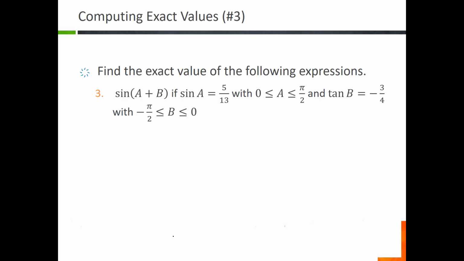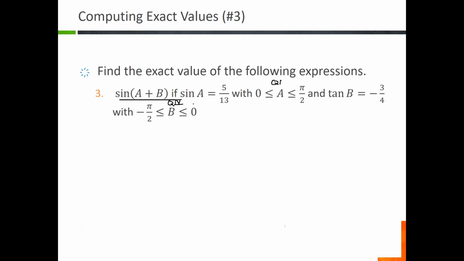All I know is that the sine of a is 5/13 and that the sine of b is a negative 3/4. We also know that a is between 0 and pi over 2. So an angle that's between 0 and 90 degrees means it's in the first quadrant. And we know b is between a negative pi over 2 and 0. So it's going to be a negative angle. And between negative 90 degrees and positive 90 degrees means b is going to be in quadrant 4. When we do the quadrants, we write them with Roman numerals.